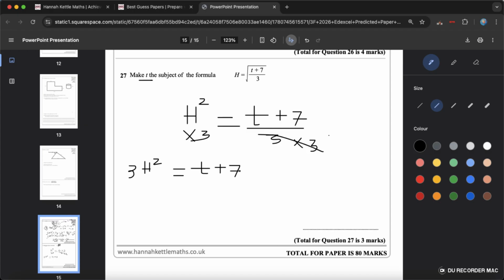And to finally finish off, you do the inverse of plus 7, same as algebra. Remember algebra in school. And then these two will get cancelled. And your final answer to the question is t equals 3h squared minus 7. And that is our final answer to the question.